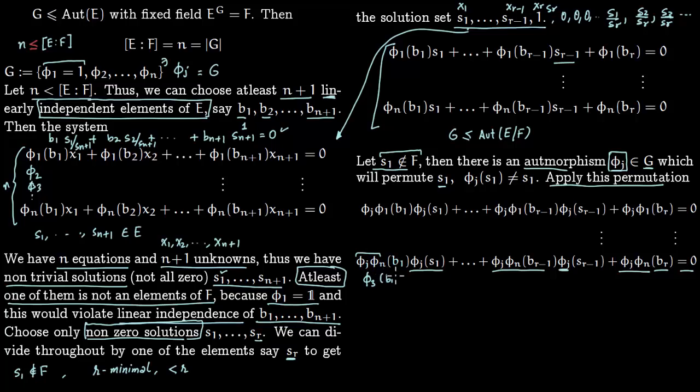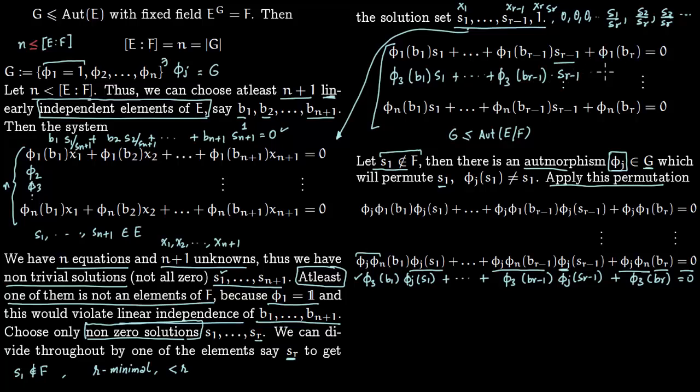So then you have phi 3 b1, and then everything else comes the same, phi j s1. So again this gets permuted to phi 3. Everything else remains the same. Just copy it down, phi j sr minus 1, and this also gets copied to phi 3. So we will subtract this equation from the corresponding equation phi 3 here. So say you had a phi 3 equation here, which was phi 3, everything else remains the same, b1 s1, then you have phi 3 br minus 1 sr minus 1 plus phi 3 br equals to 0.